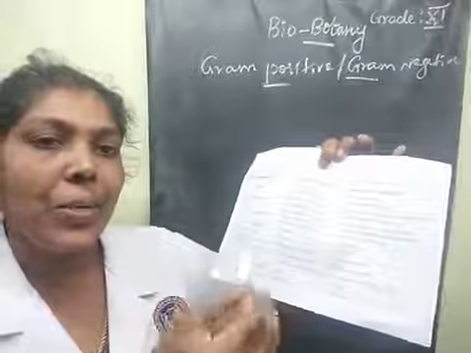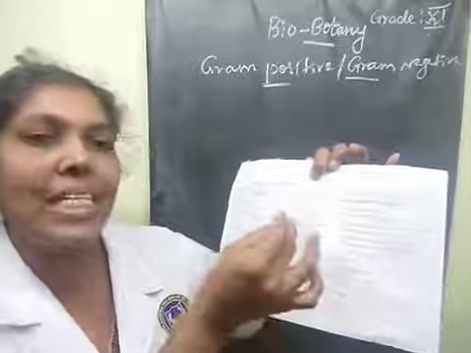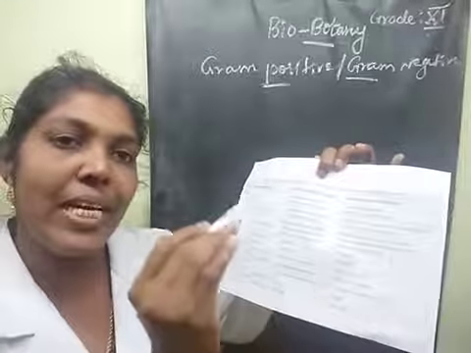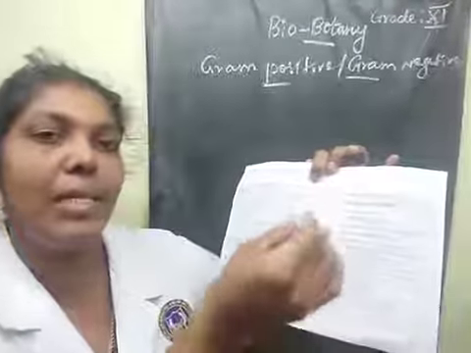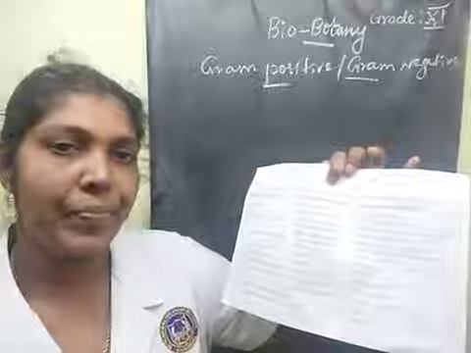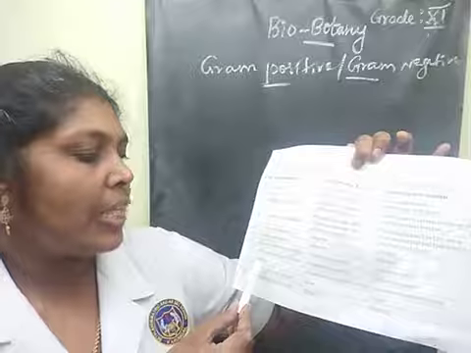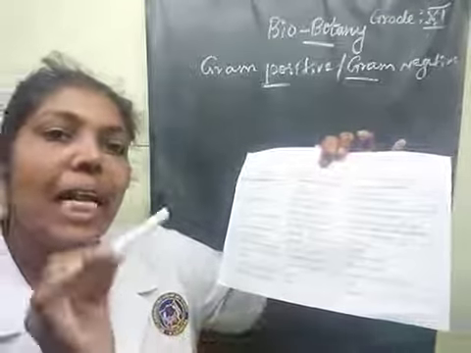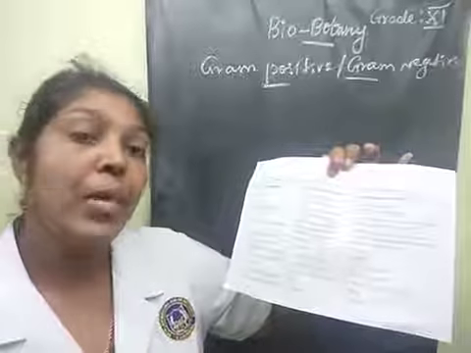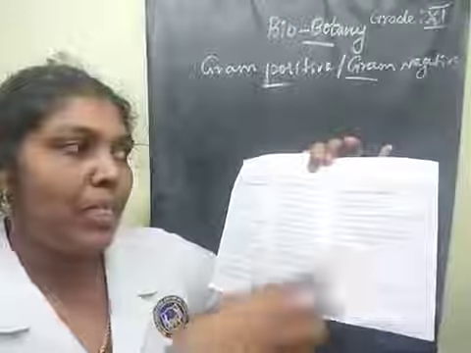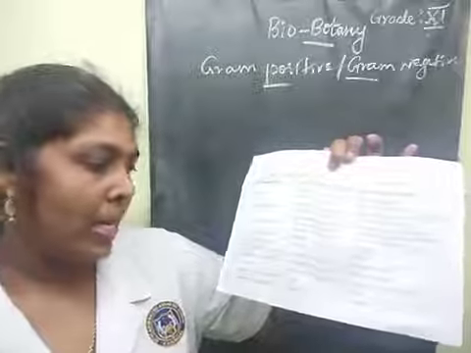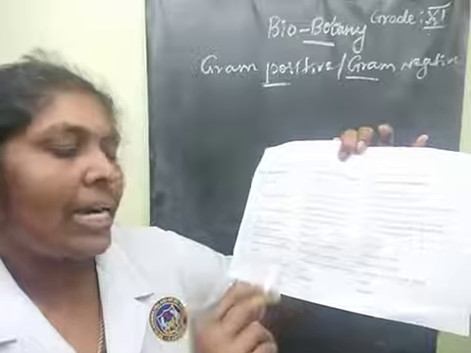The nutritional requirement is relatively complex in gram positive bacteria, and relatively simple in gram negative bacterial cells. Understood, children? Yes. The next one is flagella. In gram positive, there are 2 basal body rings. Clear? There are 4 basal body rings in gram negative bacterial cells. Understood? Yes. Next one, lipid and lipoprotein.